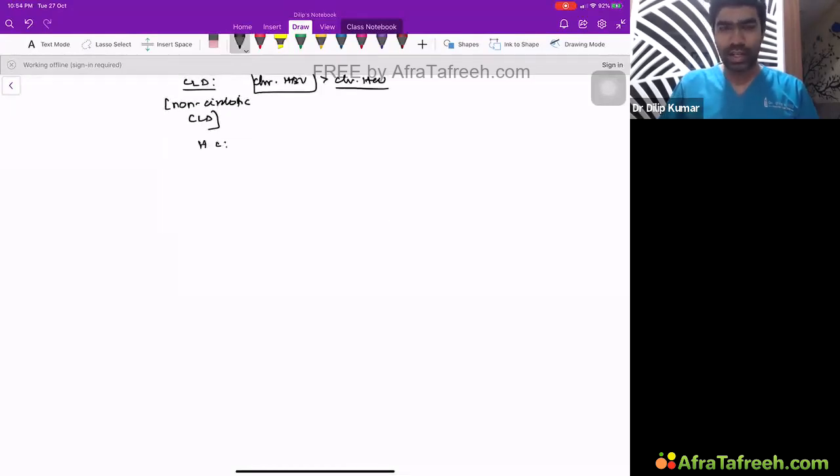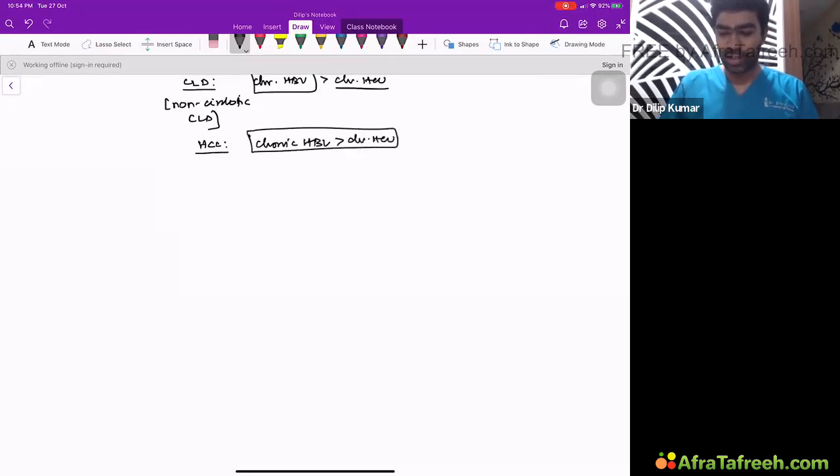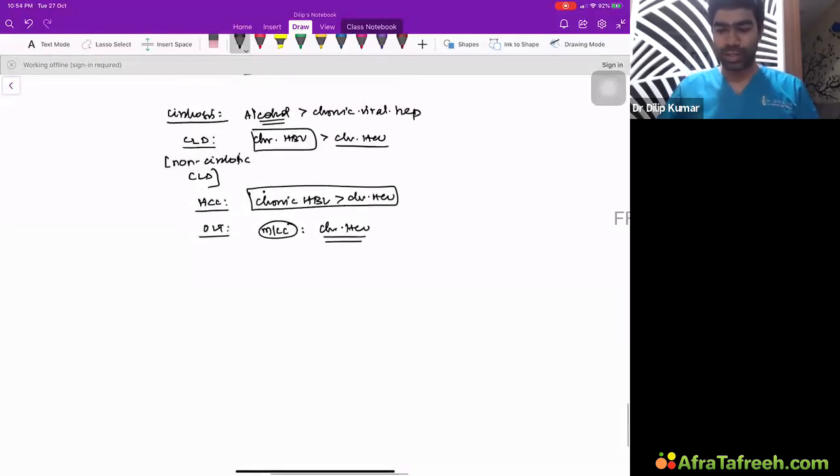As far as hepatocellular cancer is concerned, once again, your most common cause will be chronic HBV in India, followed by chronic HCV. This is the usual cause of HCC in India. In the Western world, it is chronic HCV again. As far as liver transplantation is concerned, the reason for orthotopic liver transplantation, the most common cause in the entire world is chronic HCV only. Chronic HCV is the most common cause of orthotopic liver transplantation in the entire world.